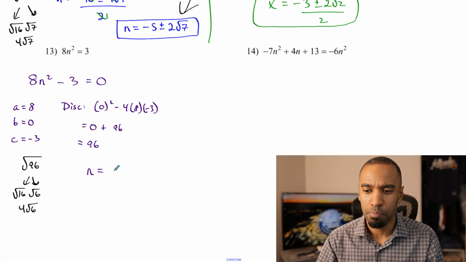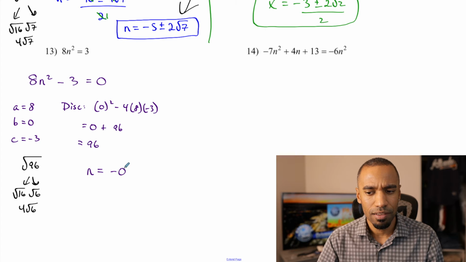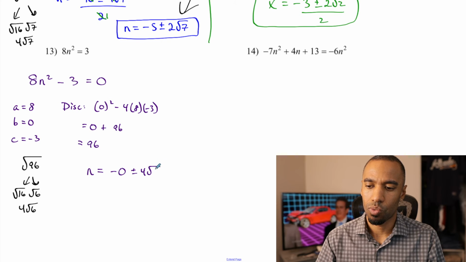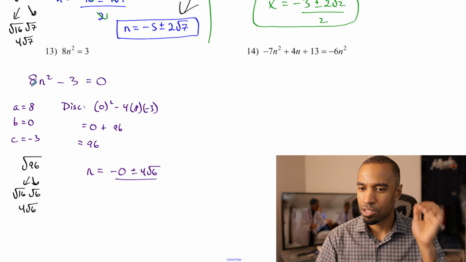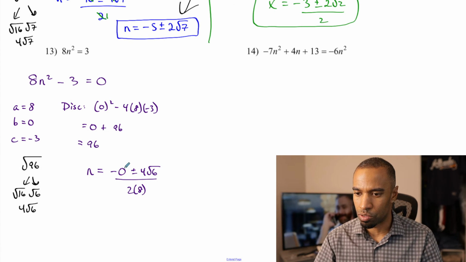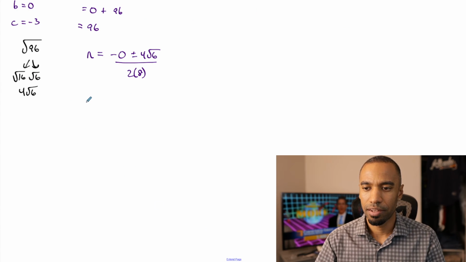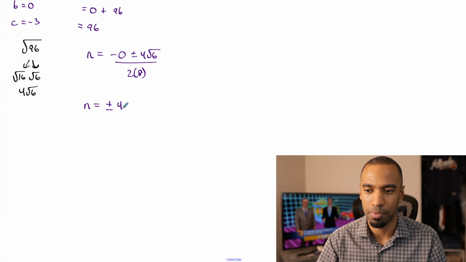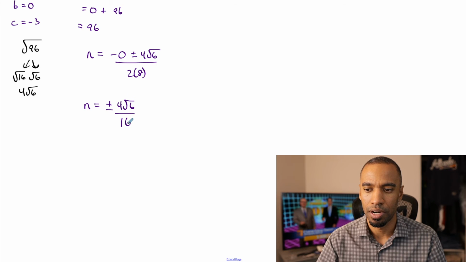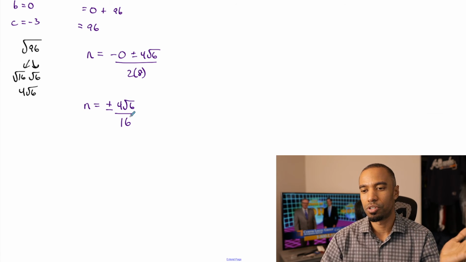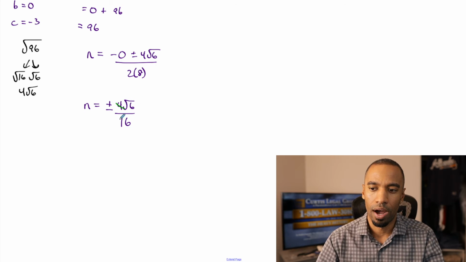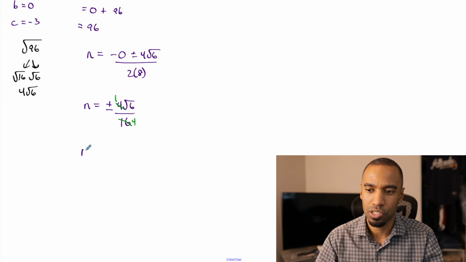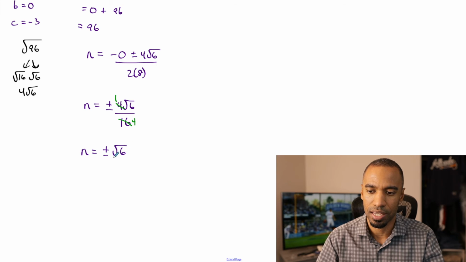N equals -b. B is 0. -0 plus or minus the square root of b squared minus 4ac, all divided by 2a. Let me just write 2 times 8, because I got to do the 0 part anyway. So -0 is 0, and when you do 0 plus or minus something, it's just plus or minus that something. So plus or minus 4 root 6 all over 16. Now the 4 over 16 can reduce to 1 over 4. So 1 root 6 is just root 6, so that's n equals plus or minus root 6 over 4.